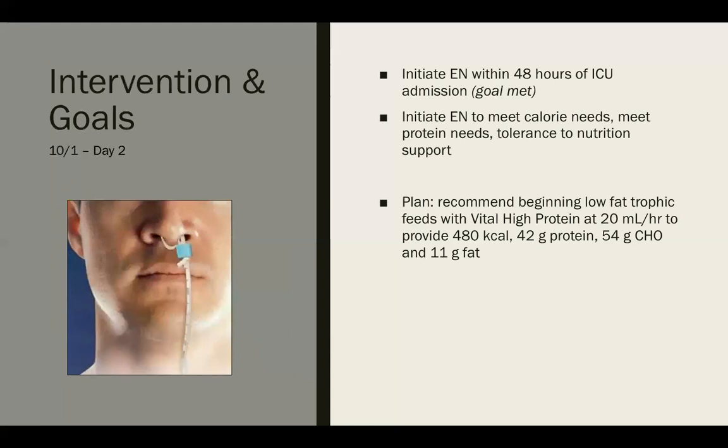And our plan is to recommend beginning a low-fat trophic feed with Vital High Protein at 20 milliliters per hour to provide the patient with 480 calories, 42 grams of protein, 54 grams of carbohydrate, and 11 grams of fat. And so we're just going to slowly get her started on this trophic feed. We don't want to start right at goal rate. We want to make sure that the patient's tolerating it. And this is sort of how we go about doing that.